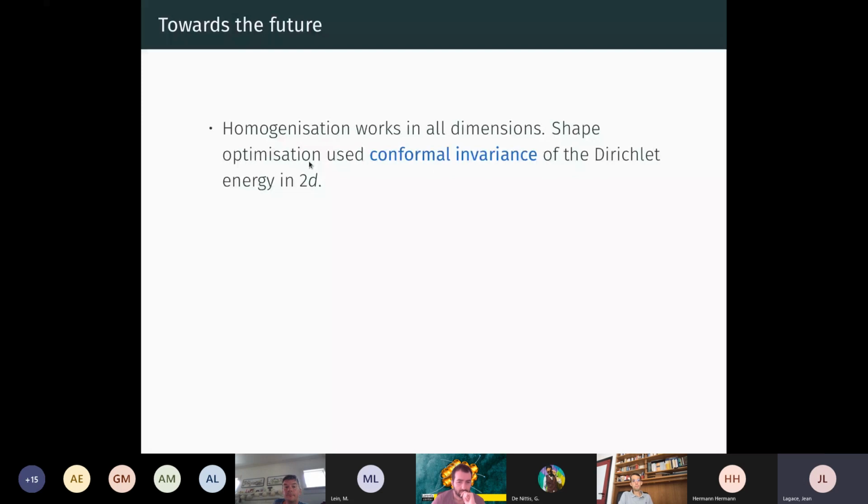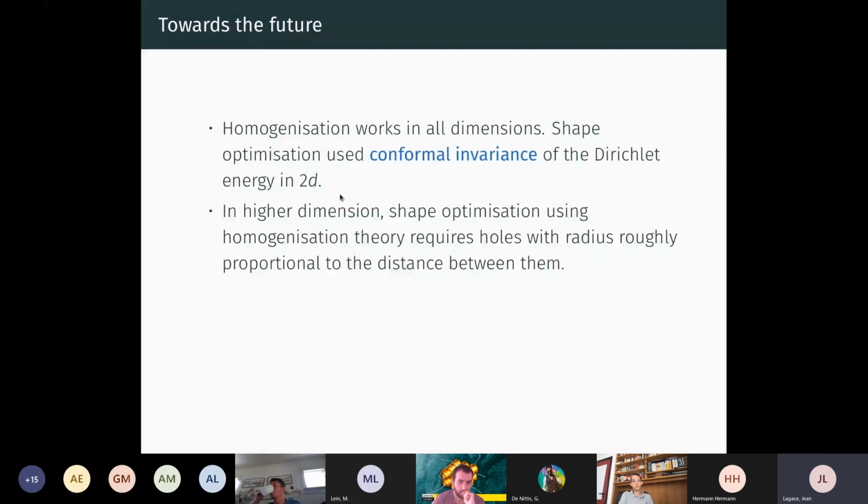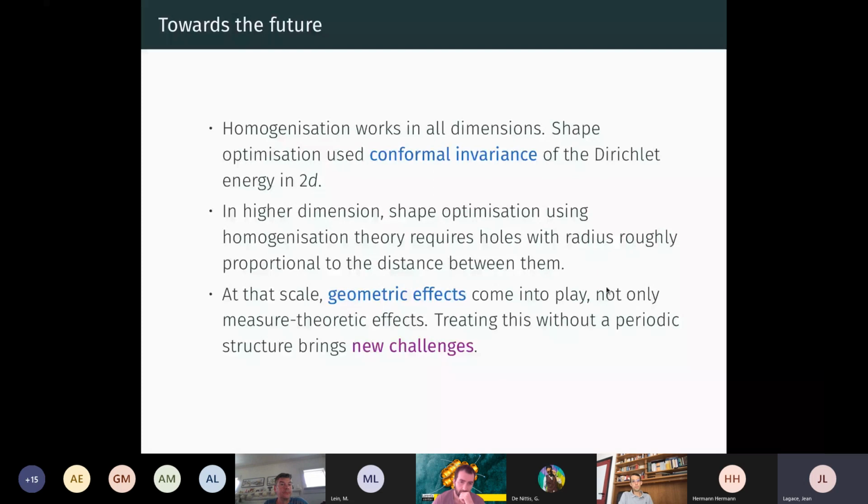And in order to use directly the homogenization theory, it will require to understand what happens when we have holes of size roughly proportional to the distance between them. Now, this has been done in the Euclidean setting, but at that scale, the geometry of the cells comes into play in a much stronger fashion. So here we need to find new techniques to take into account the fact that it's not every cell that looks exactly the same, but this is the challenge that we are looking into right now.